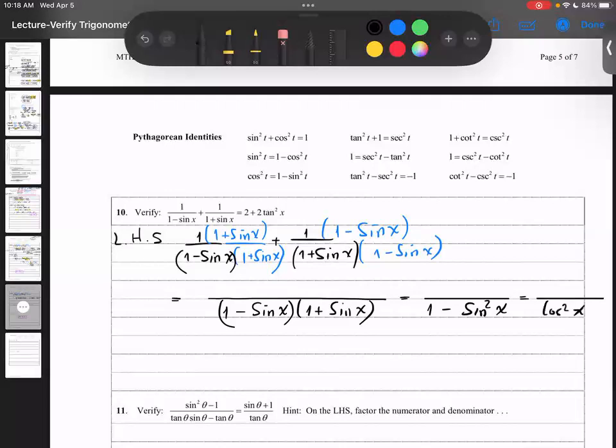Let's take care of the top. The top is 1 plus sine x. Distribute the 1 and it's positive, so it's okay. So plus 1 minus sine x. The sines cancel. 1 plus 1 is 2. All right, I think I did something wrong.